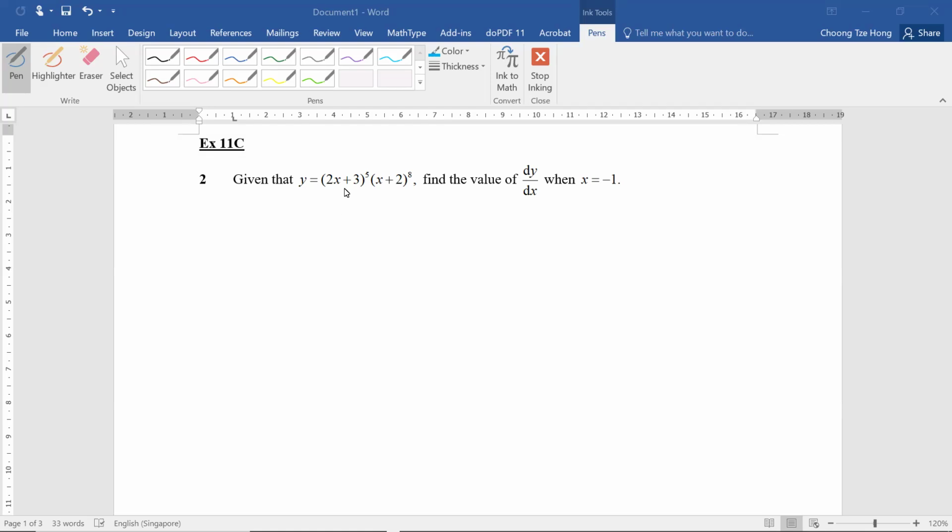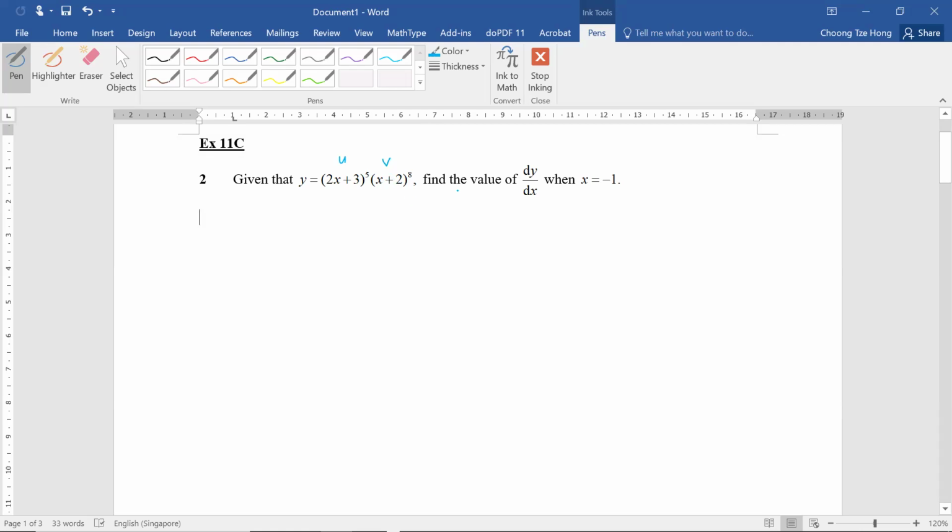Over here you have the product of two terms, (2x + 3)^5 times (x + 2)^8. Whenever you have an expression like this and you need to differentiate it, you will need to use the product rule. For the product rule, (2x + 3)^5 is the first term, which we can also call u, and (x + 2)^8 we will call v.